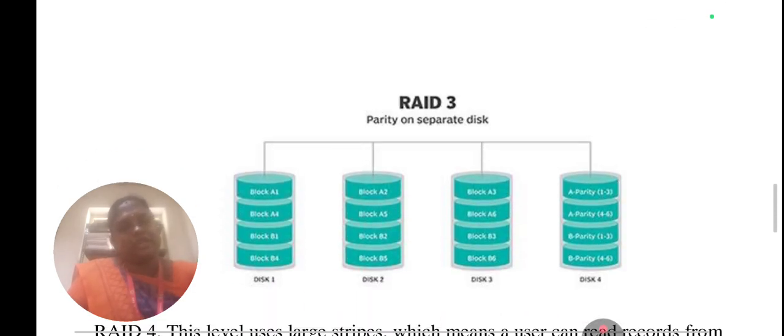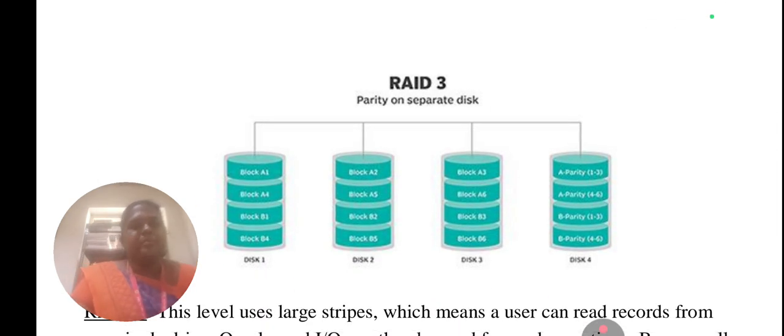If you look at a block diagram here, in RAID 3 the parity is on a separate disk. If you have disks 1, 2, 3, 4, with blocks A1, A2, B1, B2, then the parities are here: A parity 1 to 3, A parity 4 to 6, B parity 1 to 3, B parity 4 to 6. A separate disk holds the parity, and that is RAID 3.